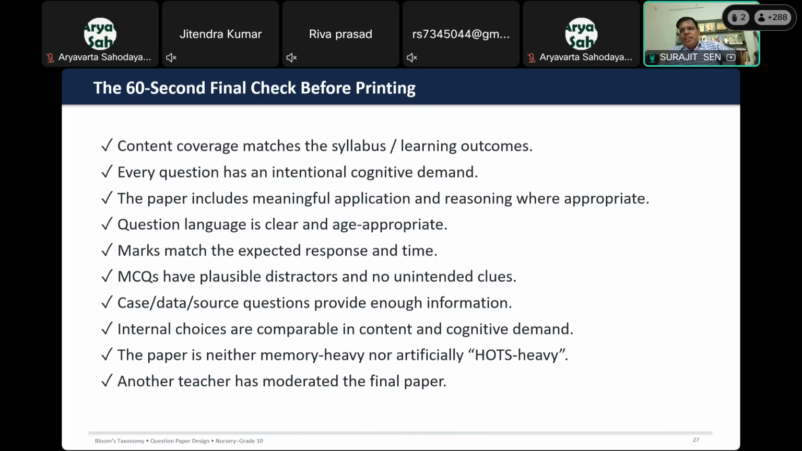I have made a very big question. The first time I made a question paper in my life, when I was a student, that story I will tell you some other day: why I made that question paper, what happened after that, and what I learned from my principal.